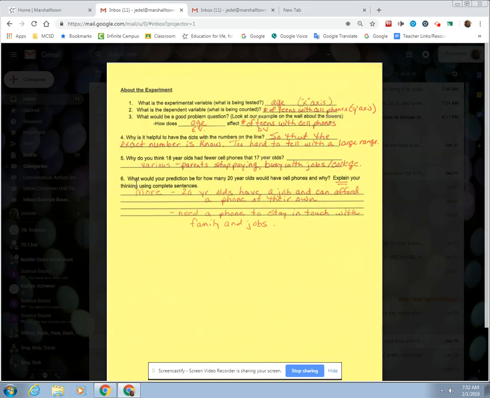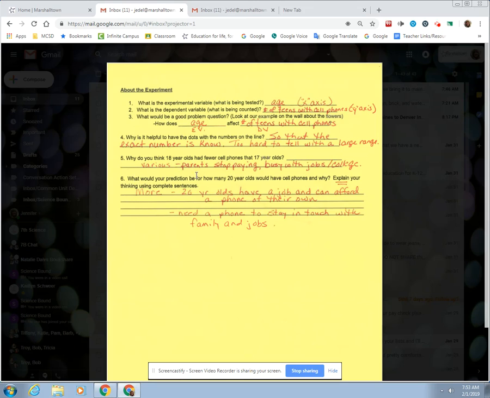And then these were kind of opinions, the next one. These are some answers that I got that I thought made sense. Number 5, why do you think 18-year-olds have fewer cell phones? Well, maybe it's because their parents stopped paying for their phones, their clothes, whatever. You know, when you're 18, you're legally an adult. Maybe people are busy with jobs or college. That could be a factor.